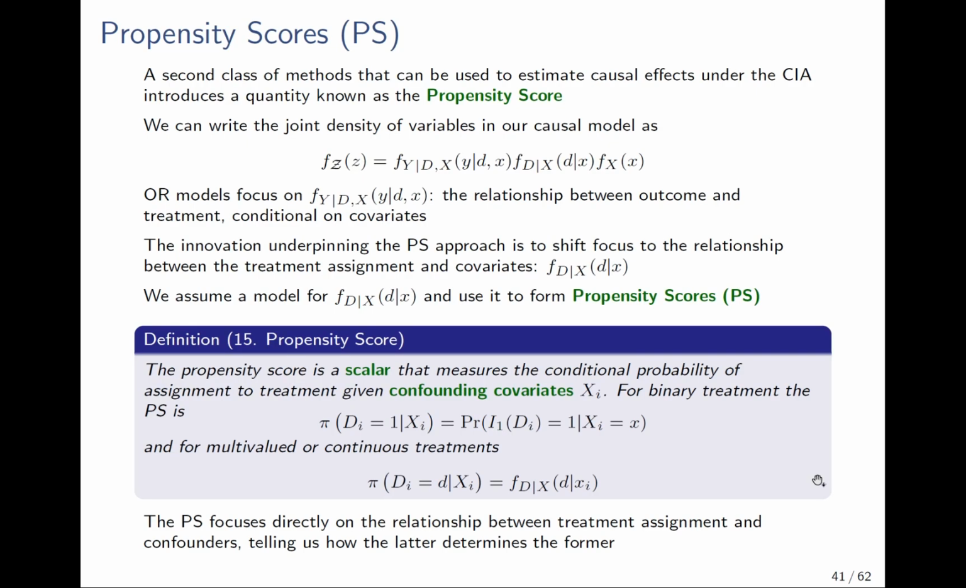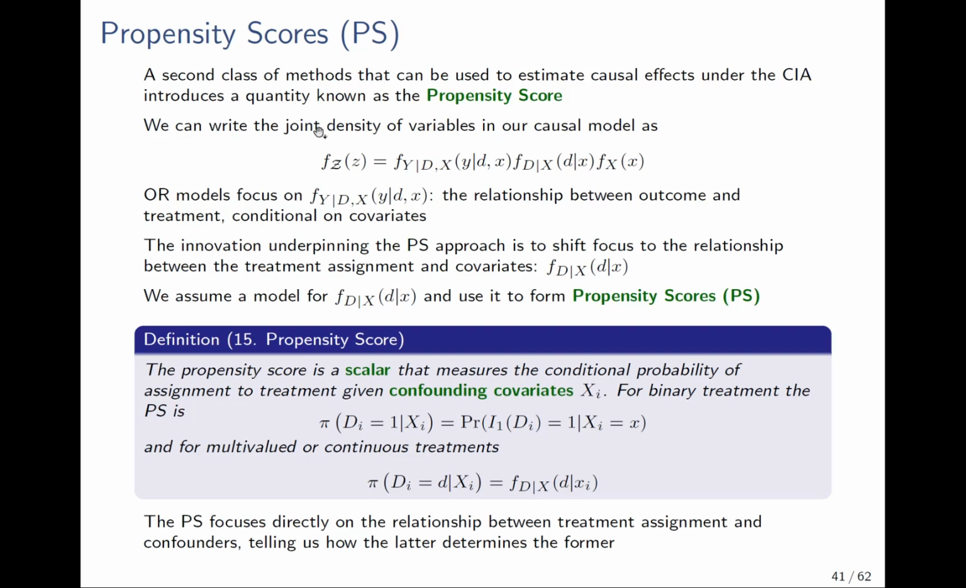Okay, the second class of causal methods that I want to discuss still use this conditional independence assumption to achieve identification, but they introduce a quantity known as the propensity score for estimation and identification. And this is a quantity that focuses directly on treatment assignment and on the factors that influence treatment assignment.